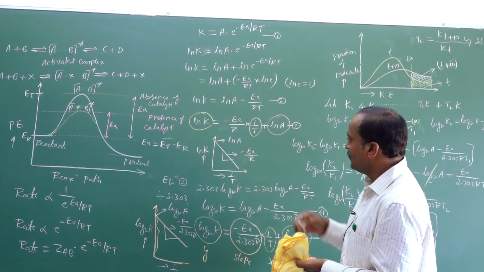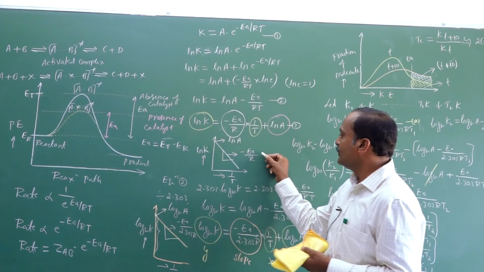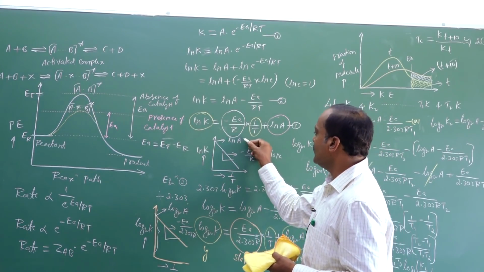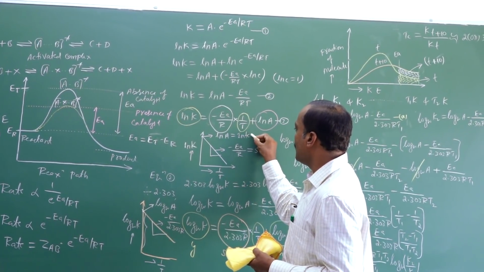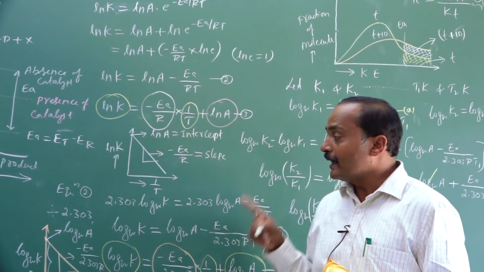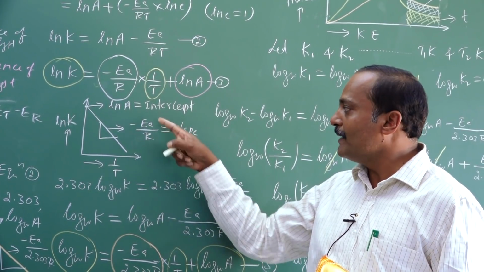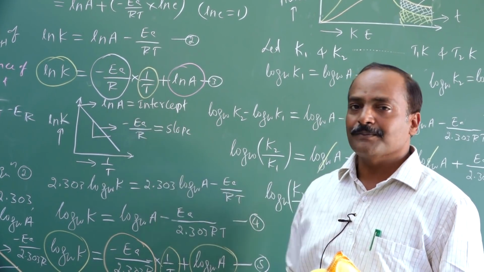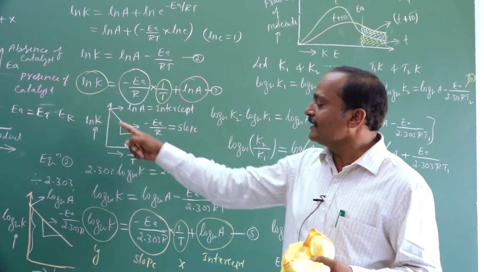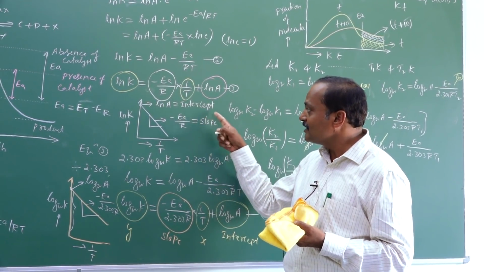Then it is the slope. Slope is equal to minus A by R, and the intercept is ln A. A graph plot of ln K versus 1 by T gives a slope minus A by R and intercept ln A. What does the slope and intercept represent in a graph of ln K versus 1 by T? Slope is equal to minus A by R, intercept is equal to ln A.